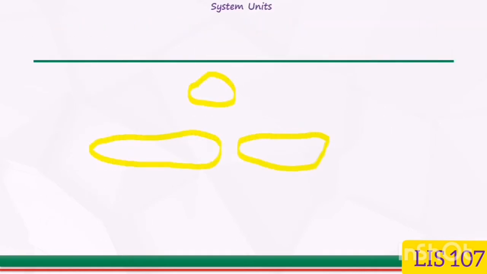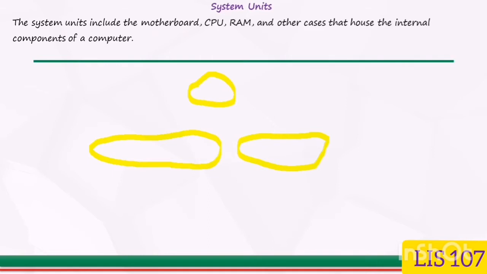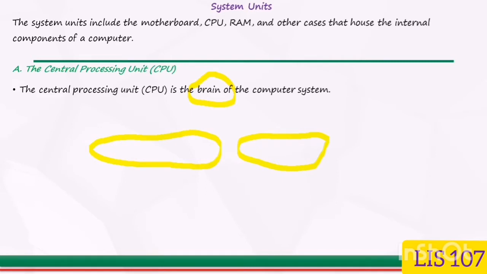Now, what are the system units? The system unit includes the motherboard, the CPU, the RAM, and other internal components. When you open the system unit as a whole, you'll be able to see a lot of physical components there. So we'll pick the central processing unit, which is our CPU, and look at what it entails.